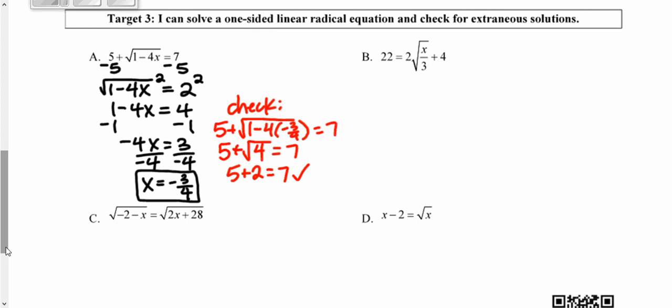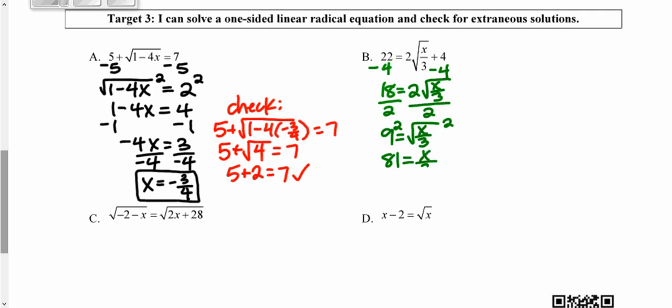Then on letter B, got to get that square root by itself. So I'm going to start by subtracting 4 from both sides. So then I have 18 equals 2 times the square root of x over 3. Then I've got to get rid of that 2, so I'm going to divide by 2. And then to get rid of the square root, I would square both sides. So 9 squared is 81. And then to get x by itself, I have to get rid of the divided by 3, so I'm going to multiply both sides by 3. And I get 243.